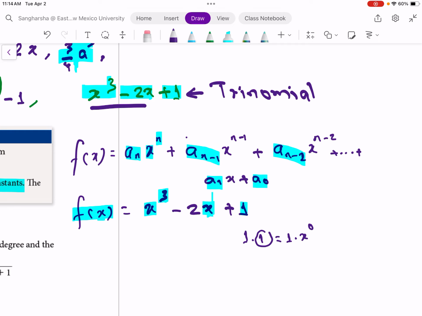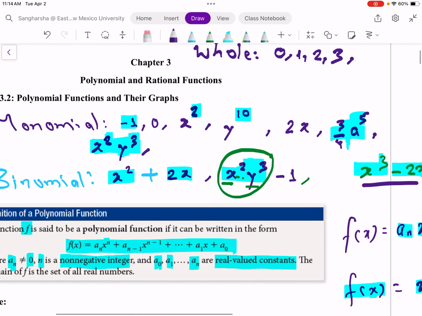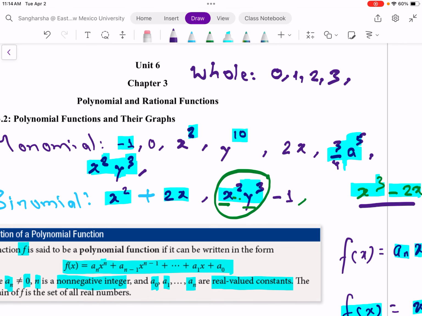Now let me go back to monomial one more time here. We also need to define the degree of a monomial, the degree of a binomial, trinomial, and the degree of a polynomial. Here, degree means the exponent of the variables. If we are talking about a monomial, the degree means we are looking for the sum of the exponents of the variables.